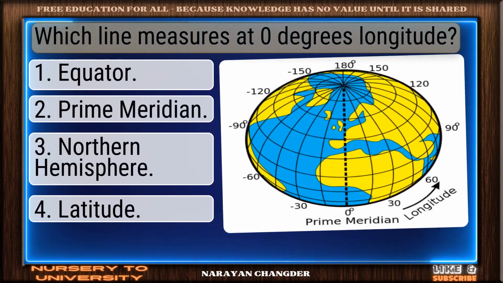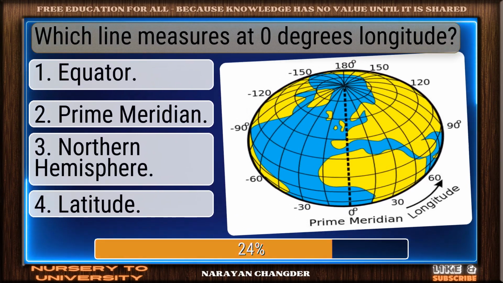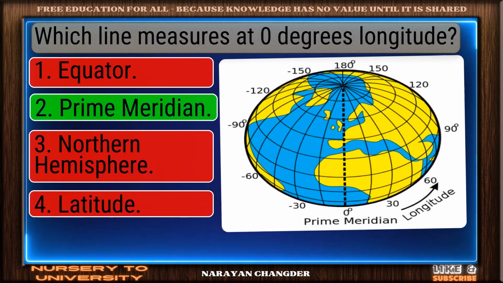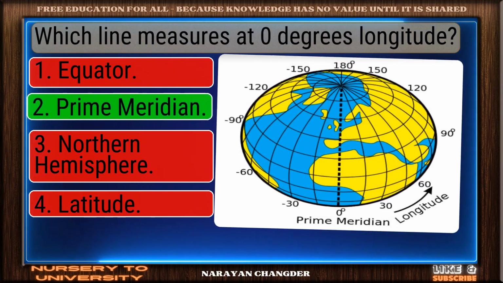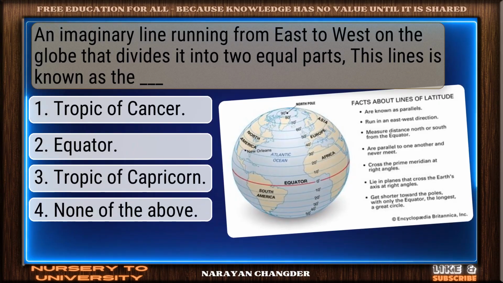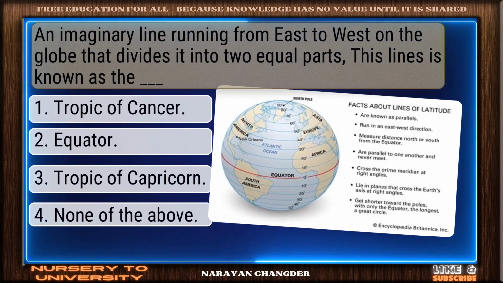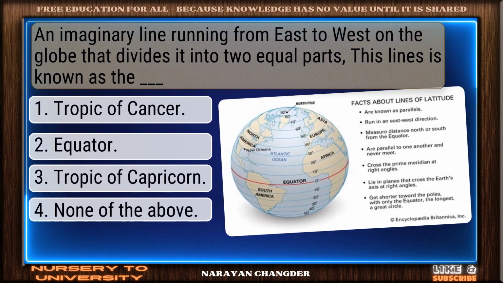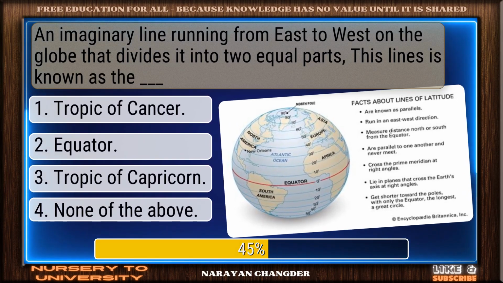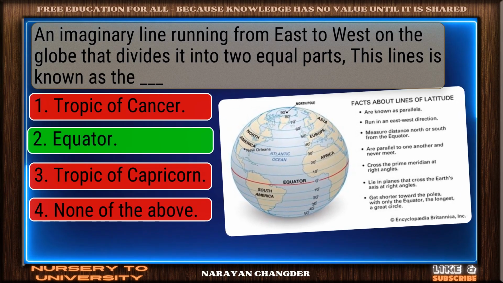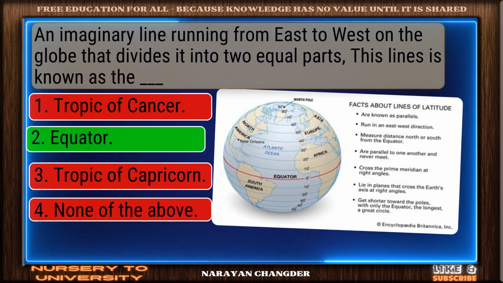Which line measures at 0 degrees longitude? Excellent. Prime meridian is a brilliant choice. An imaginary line running from east to west on the globe that divides it into two equal parts. This line is known as the dash. Well picked. Equator is the correct answer.